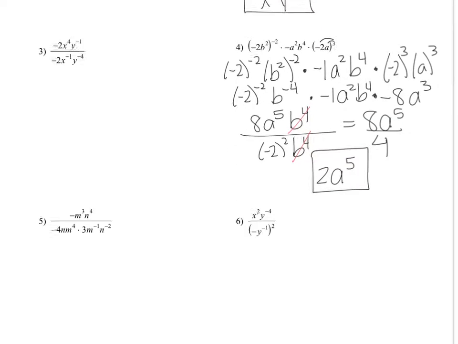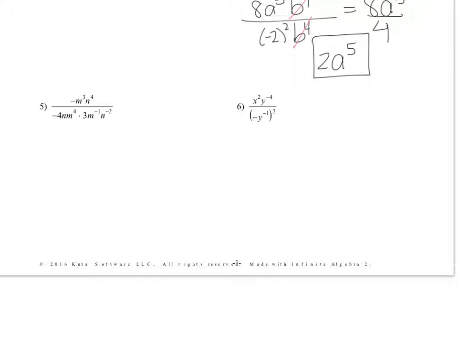Okay, let's go over number 6. So number 6 is x squared y to the negative 4 over this. I cannot divide until I simplify this first. So let's rewrite the numerator as x squared y to the negative 4. And now let's distribute that power for the denominator.